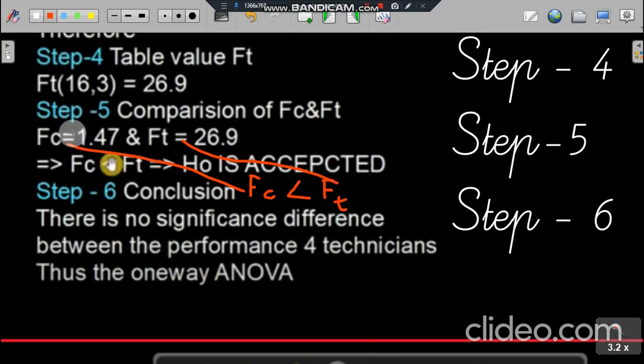Therefore the fifth step gives some idea that H0 is accepted because the calculated value is less than the tabular value. Now from that we can get the conclusion as follows. What is the conclusion then? There is no significant difference between the performance by 4 technicians.